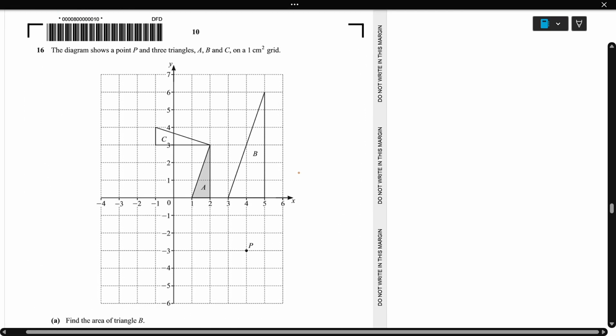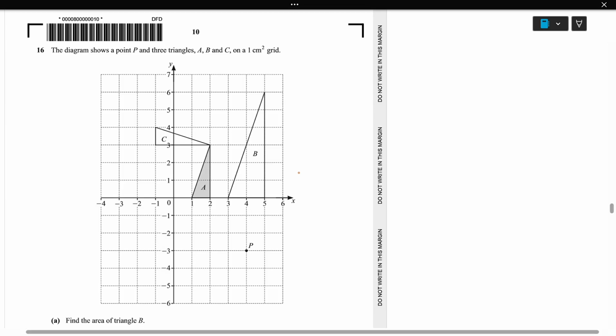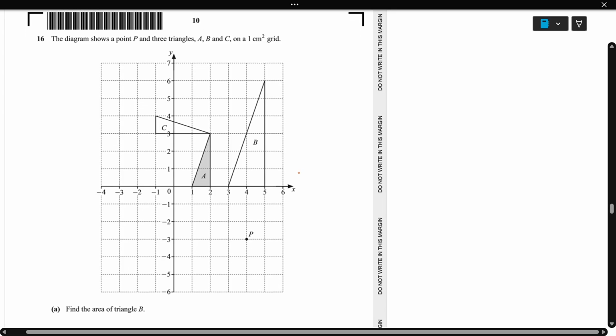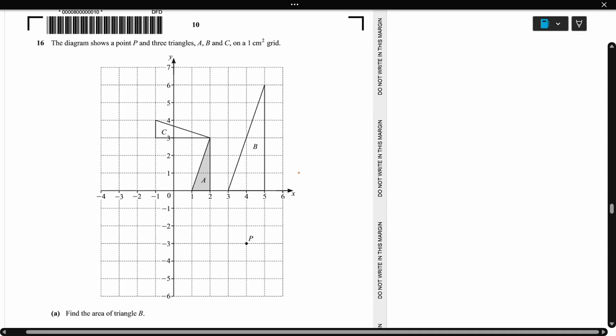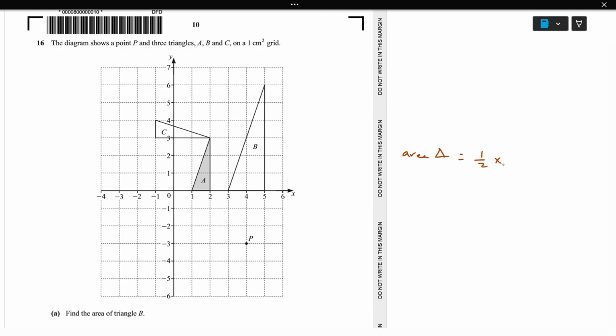Next, question 16. The diagram shows the point P and three triangles A, B, C on a 1 centimeter square grid. The first question, find the area of triangle B. The area of the triangle is half into base into height. So half into, what is the base? Base 1, 2.